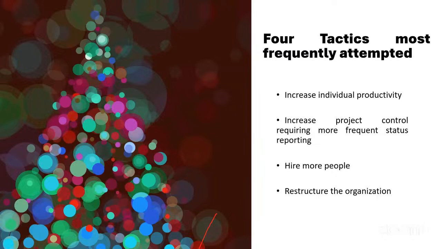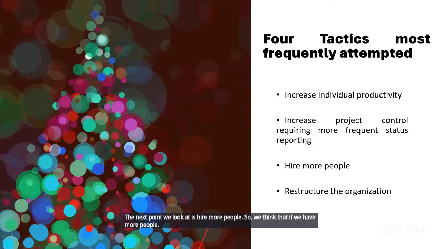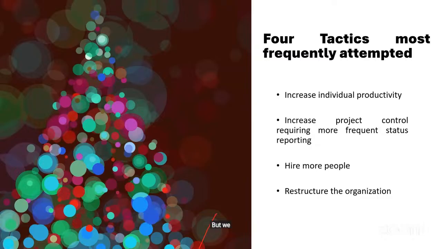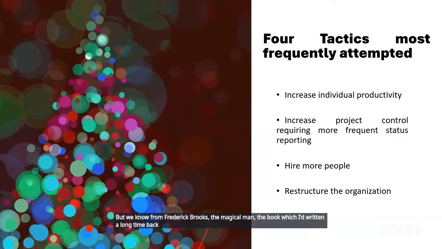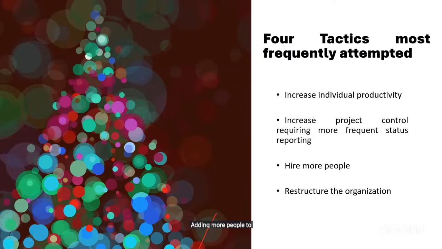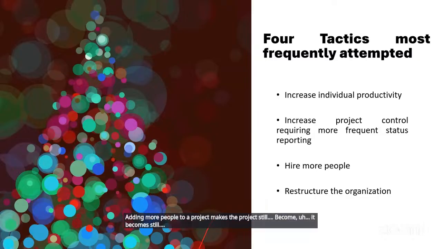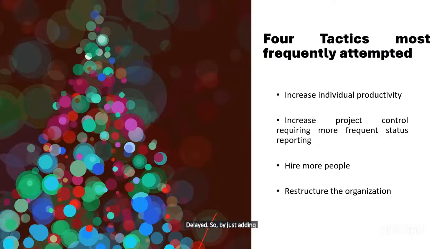The next point we look at is hire more people. So we think that if we have more people, we can deliver the project faster. But we know from Frederick Brooks, The Mythical Man-Month, the book which he wrote a long time back, maybe 50 years back, that adding more people to a project makes it still more delayed. By just adding people to a project, you cannot do the project faster. You will only do it slower.